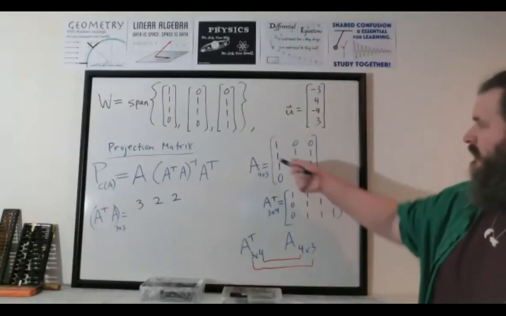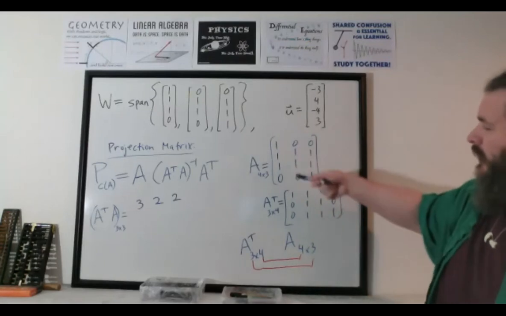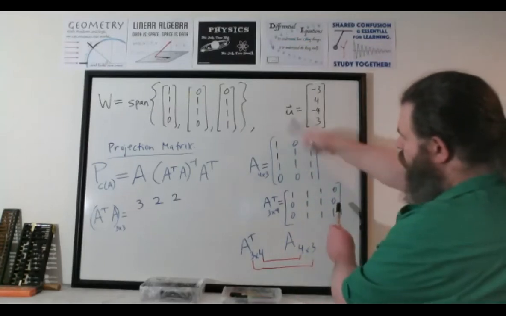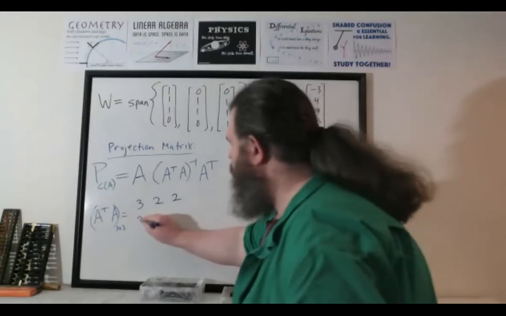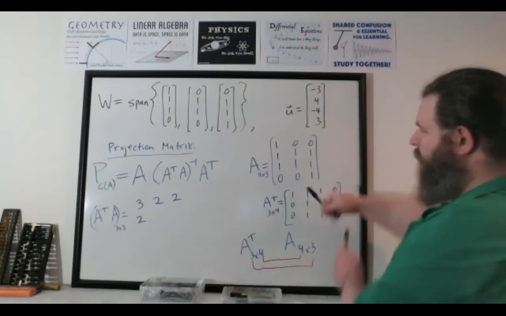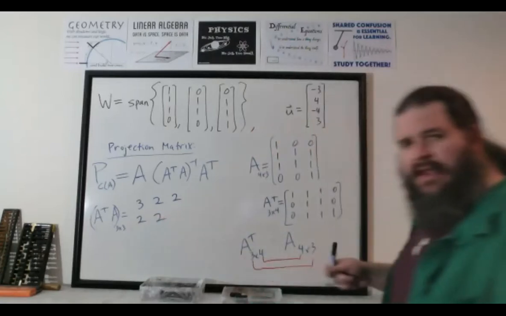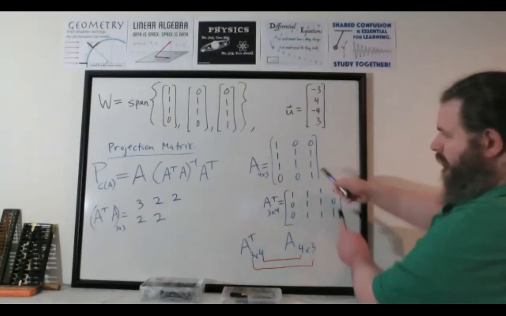And then we combine the second row of A transpose with every column of A. So second row, first column, 0 plus 1 plus 1 plus 0. Second row, second column, 0 plus 1 plus 1 plus 0. And second row, third column, 0 plus 1 plus 1 plus 0.